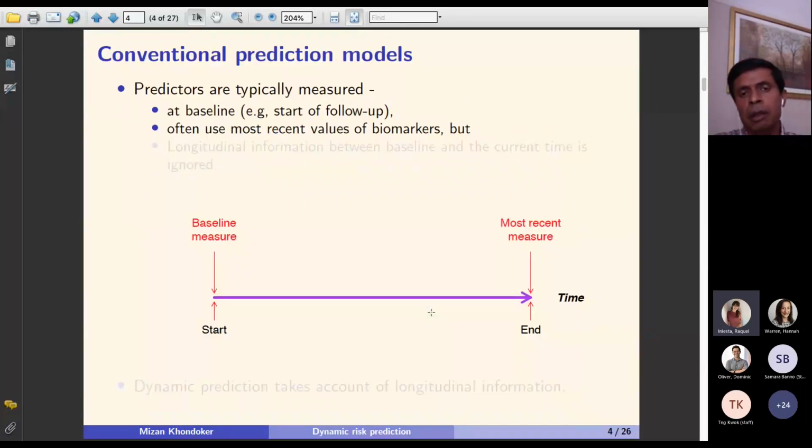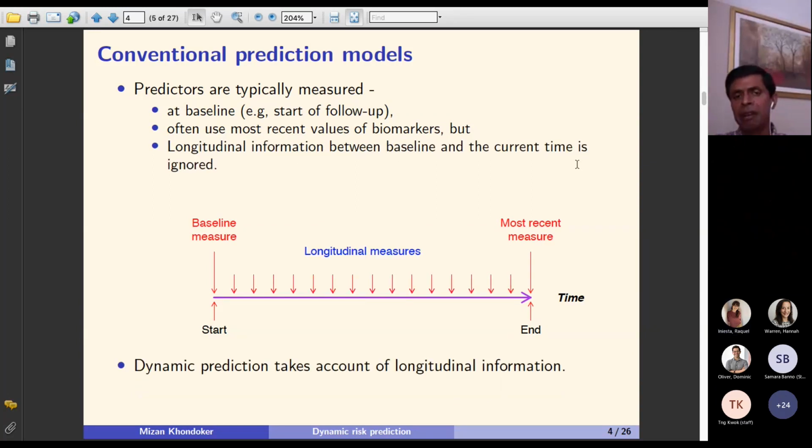So the conventional prediction tools, like the one I have just discussed, have predictors that are typically measured at baseline or the start of the follow-up. Often they can use the most recent value of the biomarker, but longitudinal information between the baseline and current time is ignored. So the traditional risk prediction models, like the one I mentioned, don't make use of any information in between, right? They either use the most recent measure or use the baseline data.